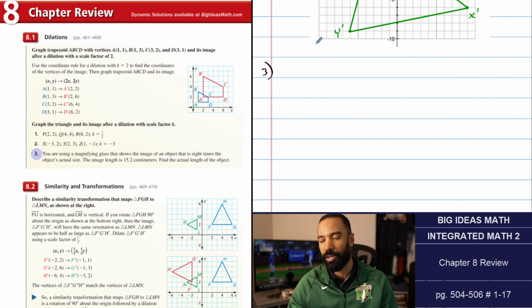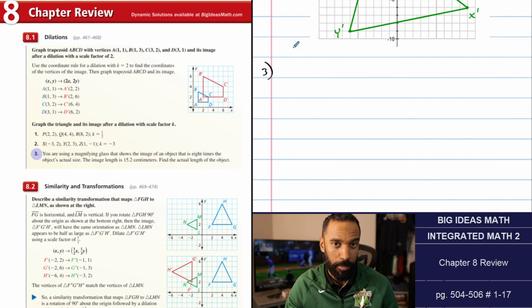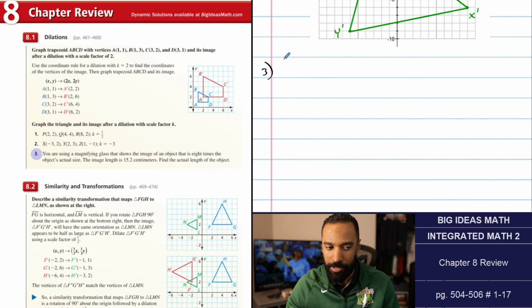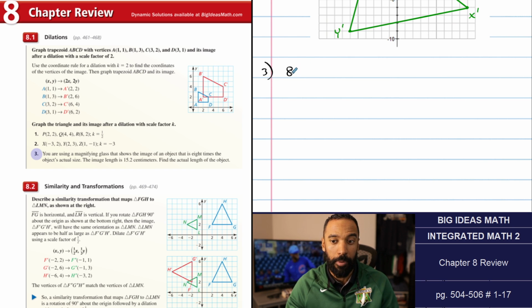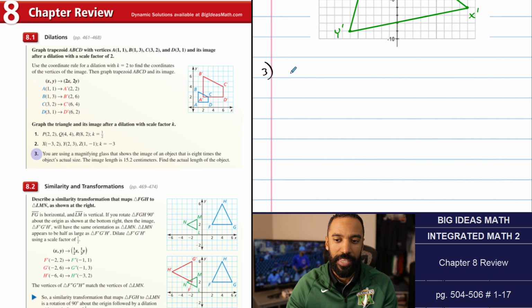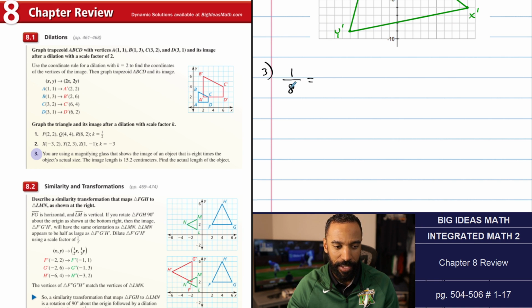This actually harkens a little bit more now. I'm sure it had to do with this section, but this reminds me of similar figure stuff now. You're using a magnifying glass that shows the image of an object 8 times the object's actual size. I'm going to make an algebraic equation. Hey, you know what? We could do a proportion. Let's do that. If the original was 1, there's a 1 to 8 similarity ratio from the original image to the magnified image.